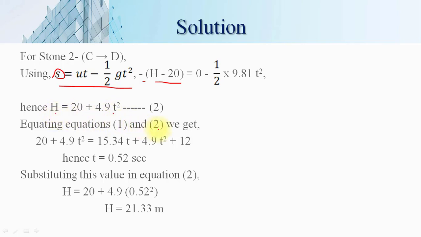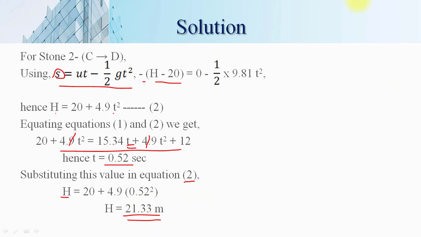So just equating equations 1 and 2, we can get the final equation. The t square terms get cancelled and there will be only one term related to t. Hence t is obtained by solving this equation as 0.52 seconds. Put this t either in the first equation or in the second equation. I have put it in the second equation to get the value of h. By putting this t here, I have obtained the value of h. This is the total height of the tower, 21.33 meters.